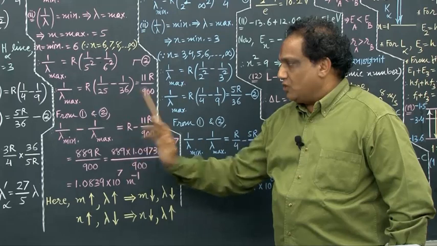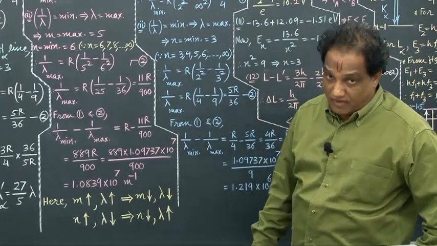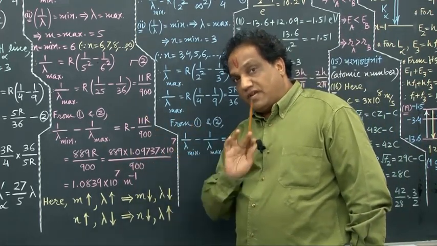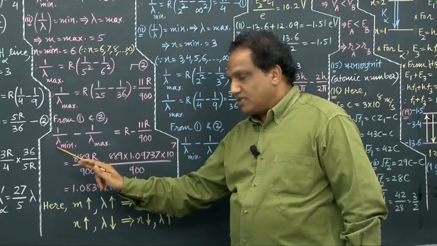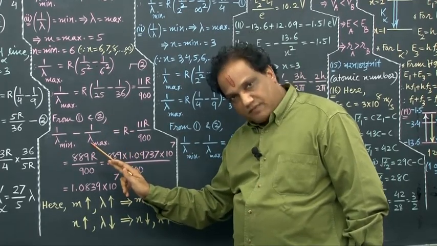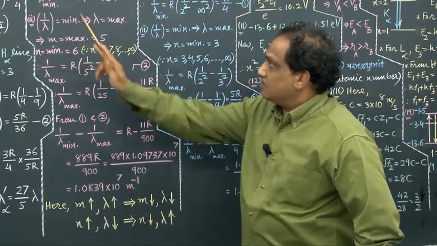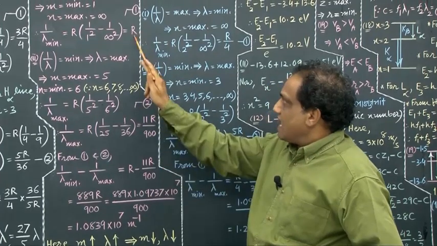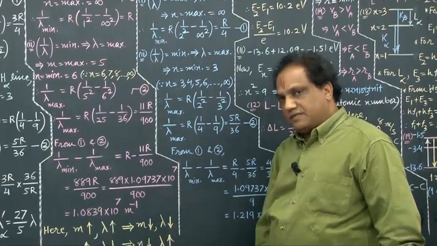Now from 1 and 2, they have asked now the difference of wave number. Fine. So for that we should take bigger wave number minus smaller wave number. Bigger wave number is this, because the denominator is minimum. Smaller wave number is this, because the denominator is maximum. Now 1 upon lambda minimum minus 1 upon lambda maximum. So it is this minus this. So it is r minus 11 r upon 900.